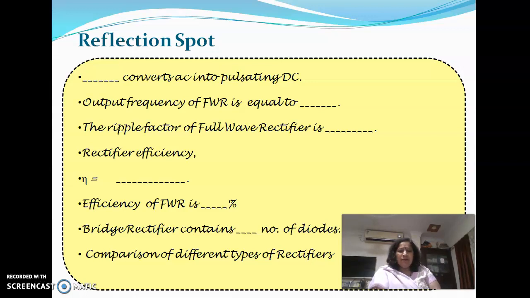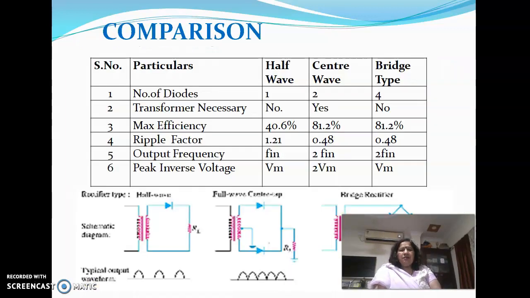I hope you have written a few points. Just have a look at the few points which I have written as a comparison for the two types of rectifiers, half wave and full wave, and full wave center tap and bridge.